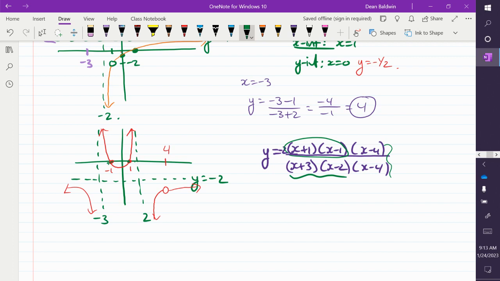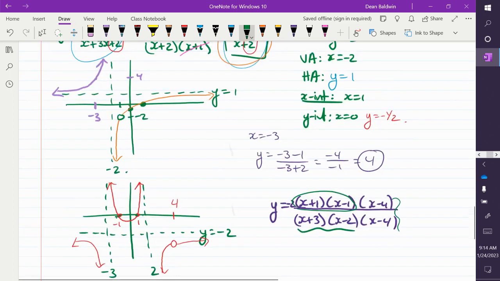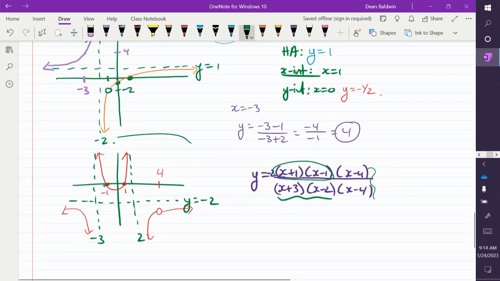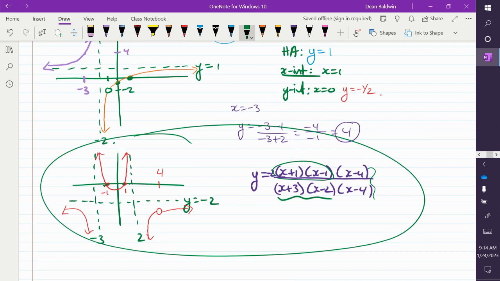Okay. On the retest tomorrow, your 2 short answer questions, the rest of it's multiple choice, will be one of graph something given an equation, and the other one will be generate the equation. Okay? All right.